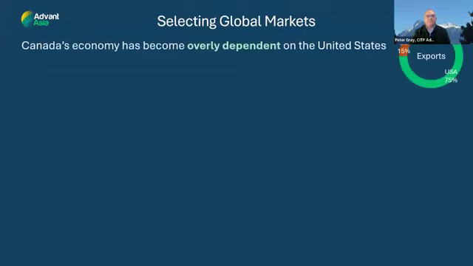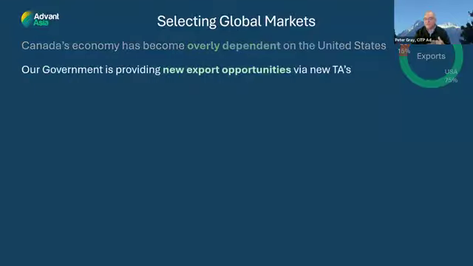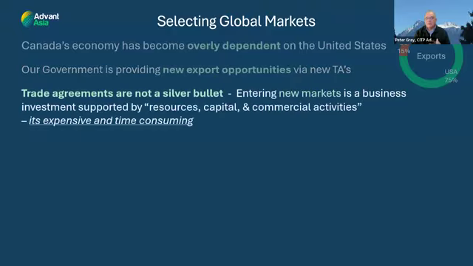I'll start by saying that over the years, Canada's economy has become overly dependent on the United States economy. Approximately 75% of our exports are destined to the USA market. That is starting to change somewhat. Our government has been very assertive over the past few years, developing new export opportunities through new trade agreement initiatives. But trade agreements are not a silver bullet.